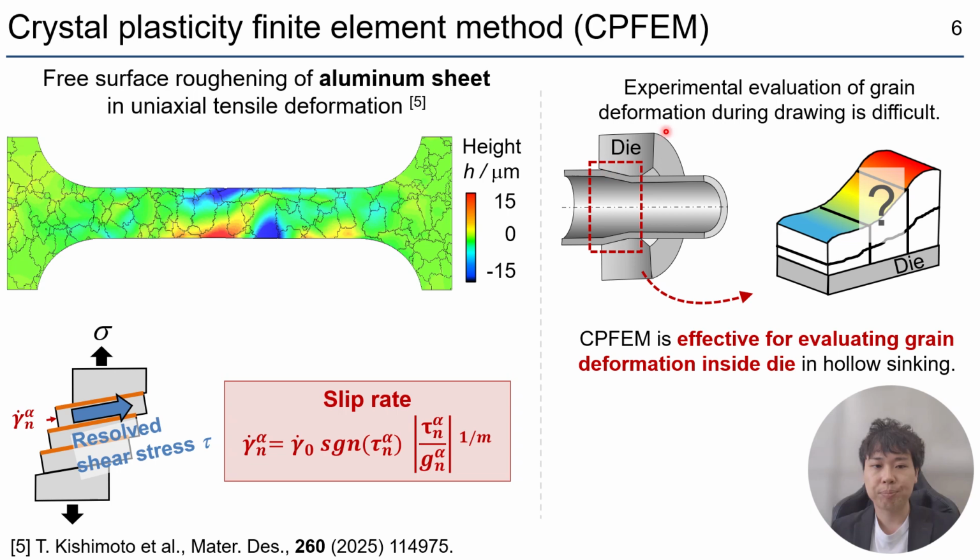In hollow sinking, however, it is very difficult to experimentally observe the grain deformation inside the die during the process. As a result, the mechanism of roughening of the inner surface hasn't been clarified. CPFEM allows us to track how grains deform and how the surface roughness evolves step by step. Therefore, it can reveal how grain deformation inside the die leads to inner surface roughening in hollow sinking. In this study, I developed the first CPFEM model to capture the time evolution of grain deformation inside the die.